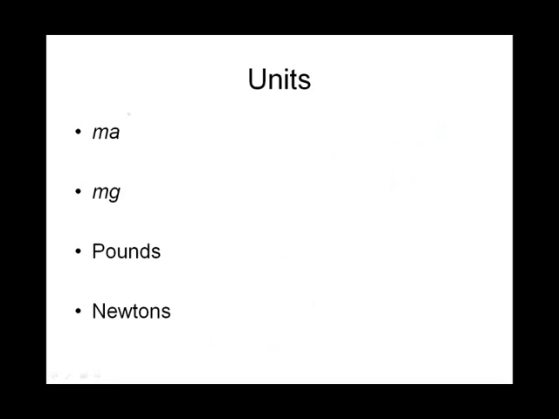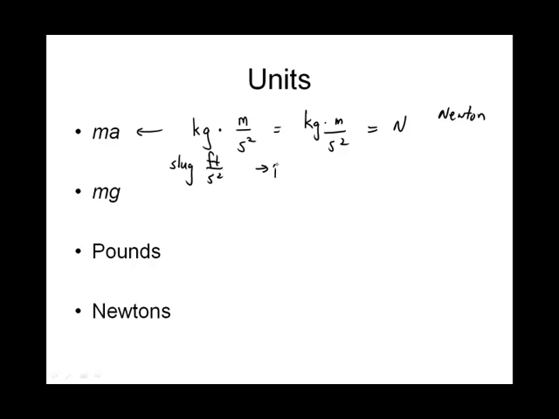So the units for force are going to be found by looking at the units for mass, which in the metric system is kilograms, times the units for acceleration, which is meters per second squared. So the units for force are in fact kilograms meters per second squared, and we refer to that as the Newton, and we'll use the capital letter N for the Newton. So that is the unit of force in the metric system. In the English system, the unit of mass is the slug, and the unit of acceleration is feet per second squared, and that's referred to as the pound.